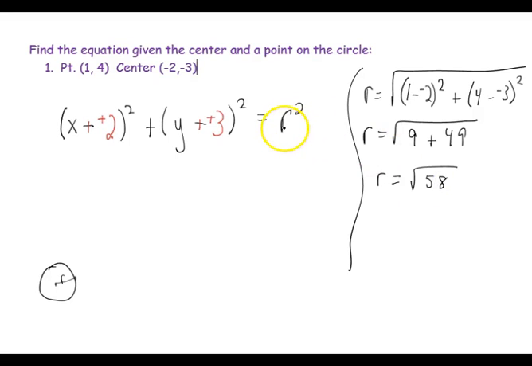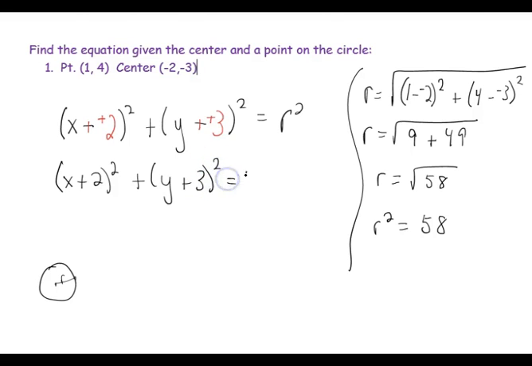Now, notice in the equation that it's r squared, not just r. So let's think for a minute, what would r squared be? Well, if I square a square root, it's going to go away. So r squared is going to be 58. That's what I have in my formula. So now I can come over and write my formula. (x + 2) squared plus (y + 3) squared equals 58. That's the answer for this one.